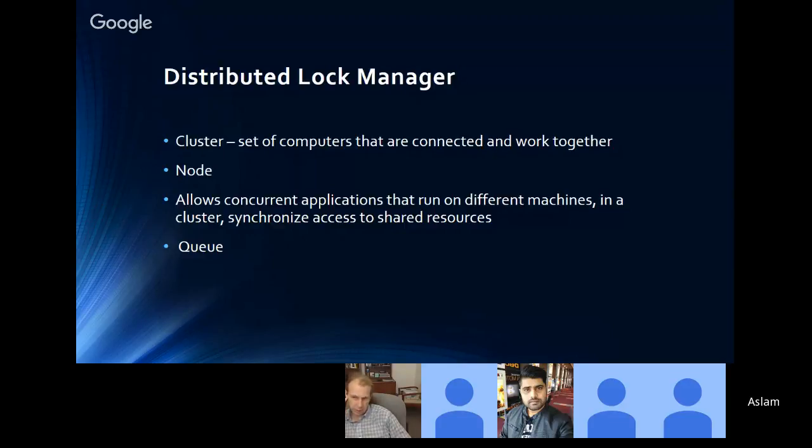You have clusters, which are basically computers connected together in sets. Each of these computers represents a node. It doesn't have to be a computer; it could be anything like a database. What a distributed lock manager allows is for concurrent applications that run on different machines in the cluster to synchronize access to shared resources. What it means is that several people can connect and use the same exact file and change the same exact file, and the distributed lock manager allows them to do it without breaking or corrupting the whole file. The way it's done is with queues, and later on I'll explain what queues are.